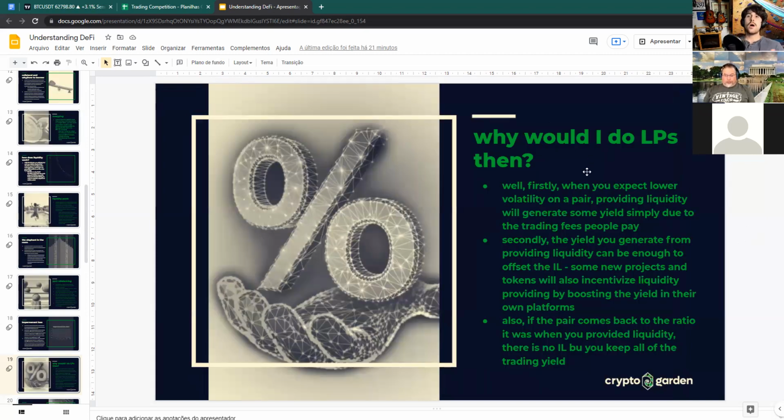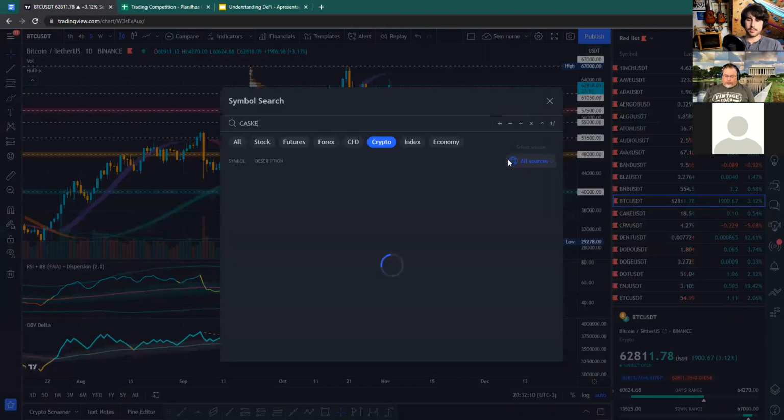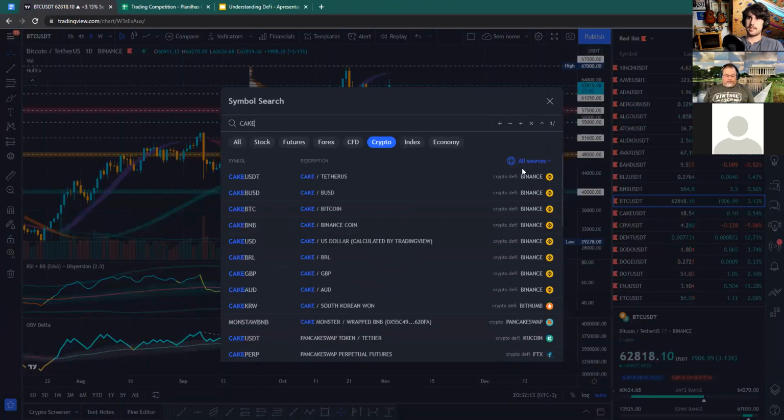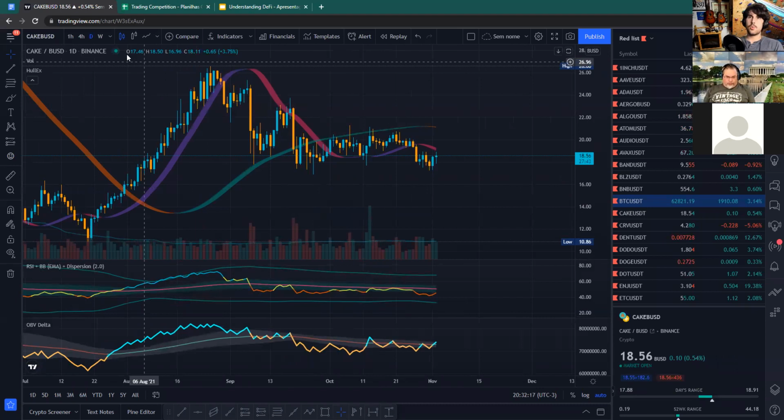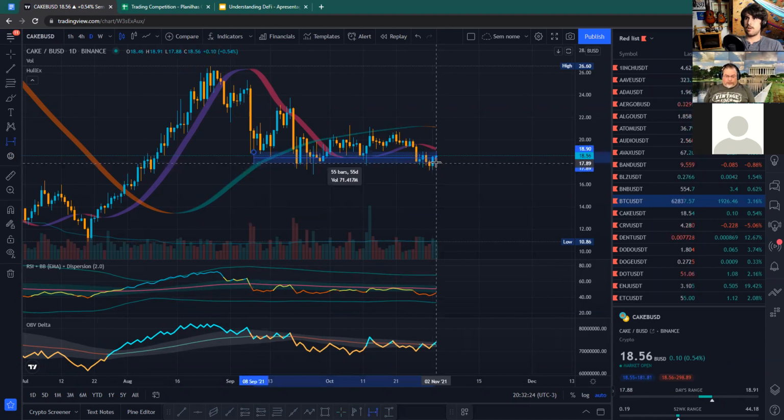Well, why will they do liquidity pools then if I'm subject to this risk that I'm just not subject to while holding those coins? Well, first thing is, if you expect an asset to go sideways for a long time, then you will generate some passive income just from the trading fees that people have paid. For example, if we take the CAKE chart right here, let's say CAKE BUSD, you can see CAKE has been going sideways for almost 2 months right now.